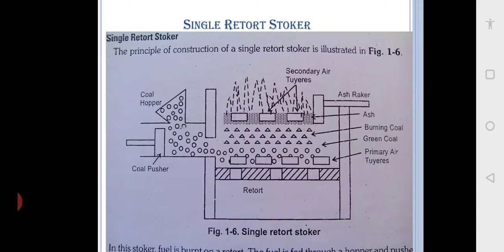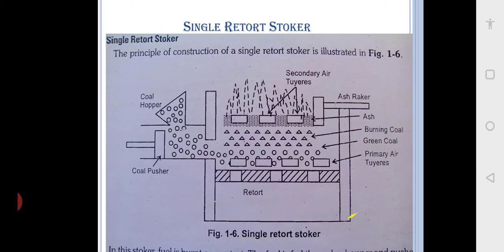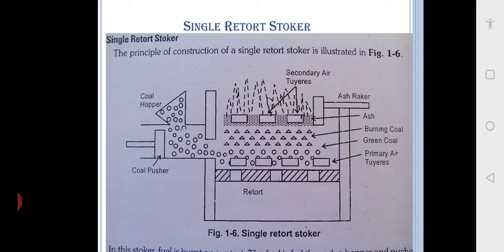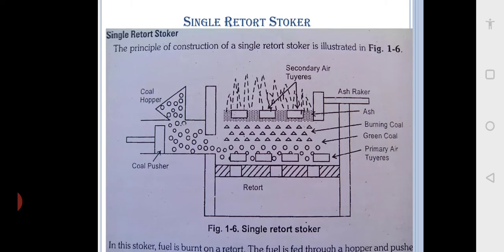Okay, so the coal is pushed, and when the coal is pushed, it comes onto the grate here. You can see the grate, and on the grate you have got slots for the primary air. They call them tuyeres. On the tuyeres you have got green coal, then there is burning coal, and at the top you have got the ash, and you have got slots for the secondary air, and you can find the flame on the top. So this is a single retort stoker.